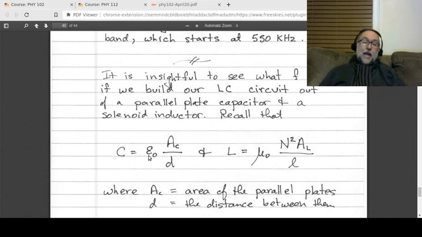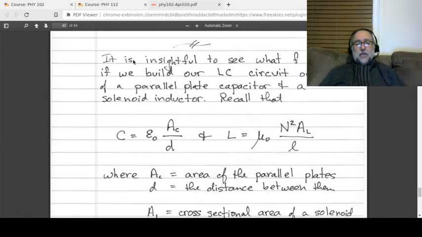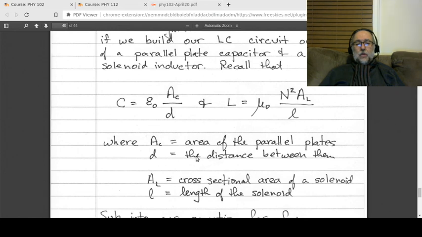Now for our inductor, we're going to use a solenoid. From above, the inductance equals the permeability of free space, mu naught, times n squared, times the cross-sectional area of the solenoid, which I call A_L, divided by L, the length of the solenoid. Just not to confuse things, I repeated that here. A_C is the area of the parallel plates, and D is the distance between them. A_L is the cross-sectional area of the solenoid, and L is the length of the solenoid.